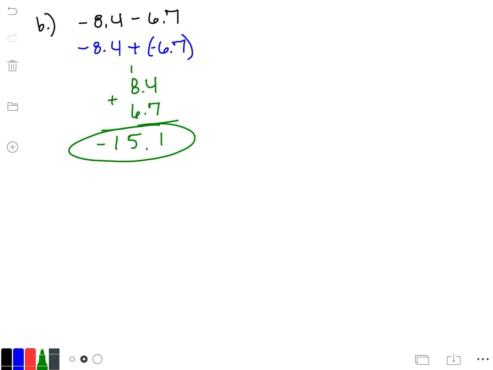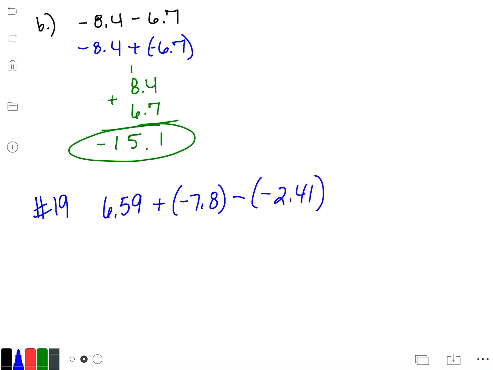I just want to show you number 19, which is one of your assignment problems today. I'm going to give you a hint, help you start it off. So number 19 looks like this. It's 6.59, I would write this down, plus negative 7.8 minus negative 2.41. So this is the original problem. And so you've got a few different numbers here. And so step one, you always want to keep, change, flip. This is already addition right here. So the only thing you need to keep, change, and flip is the second part.